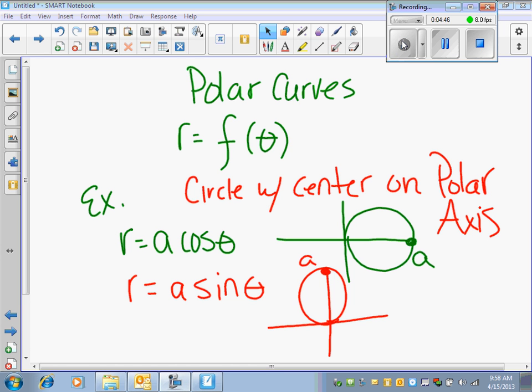Okay, here's a circle with the center on the polar axis. If you have r equals a cosine theta, your circle stretches out along the x-axis. Also, r equals a sine of theta. Sine is your y-axis, so it stretches out along the y-axis. If a happens to be negative, all it does is go in the opposite direction.